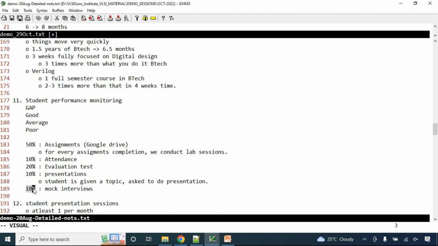Then, conducting mock interviews. One second, I'll complete. There is a 10% weightage for mock interviews. Every month it will happen. Yeah, please tell me.